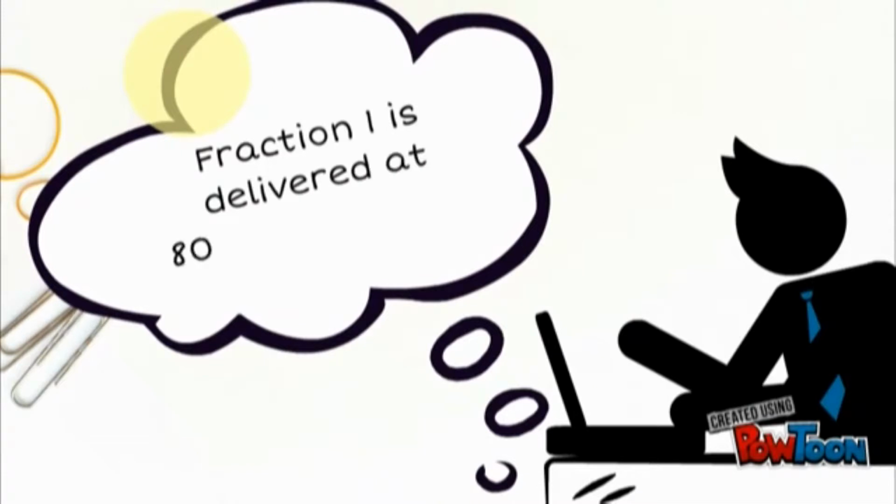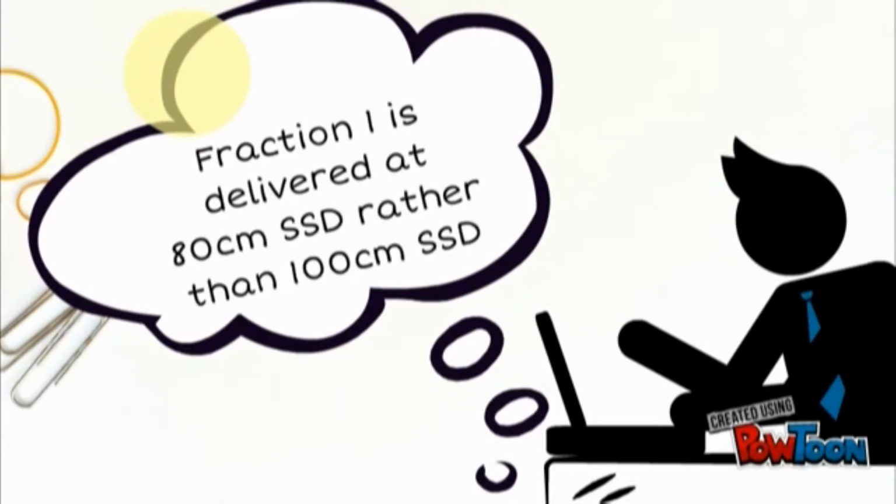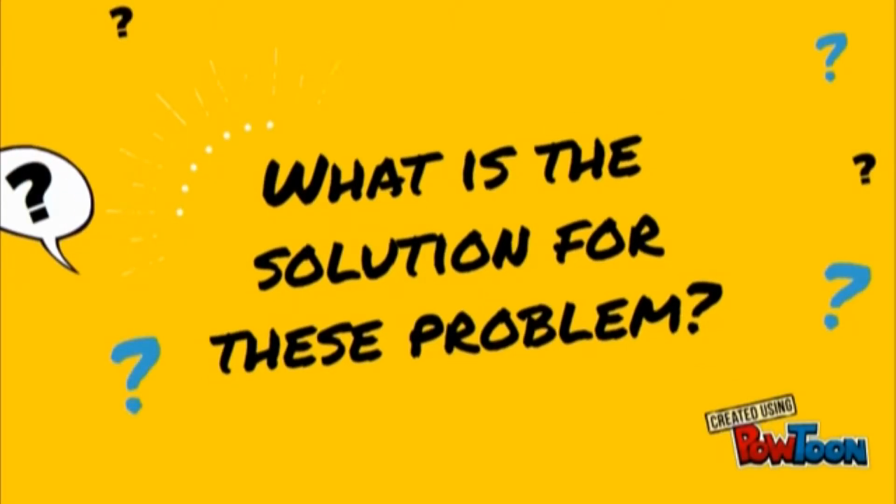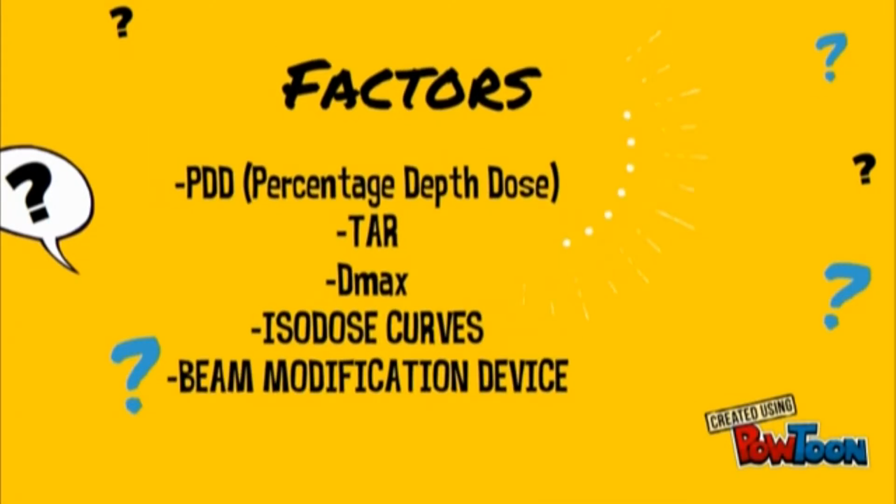Fraction 1 is delivered at 80 cm SSD rather than 100 cm SSD. What is the solution for this problem? Before solving this problem, we need to know the factors involved, which are PDD, PAR, Dmax, isodose curves, and beam modification devices.